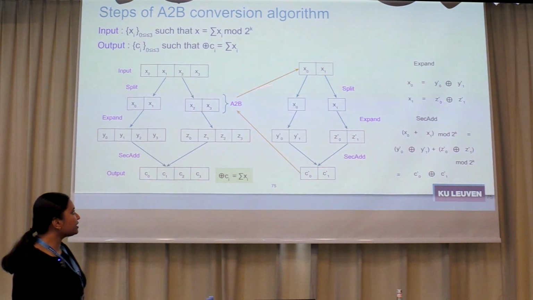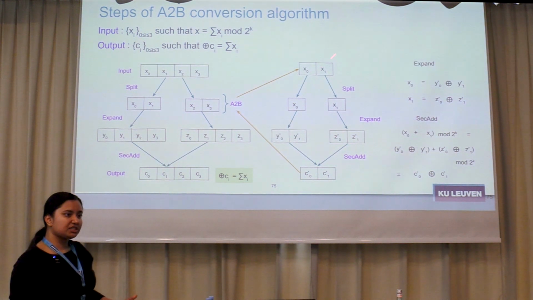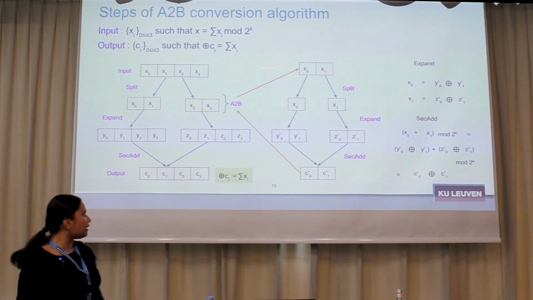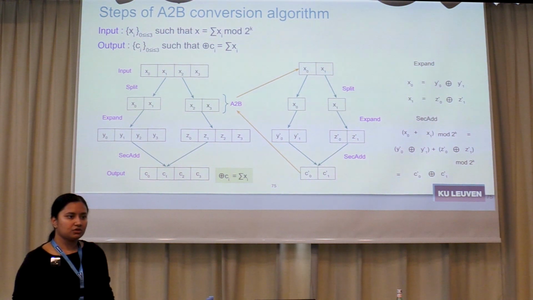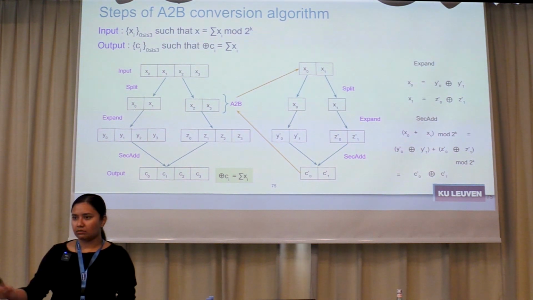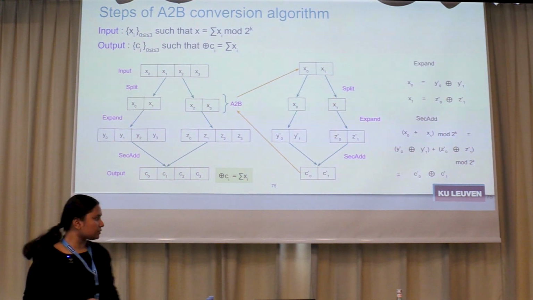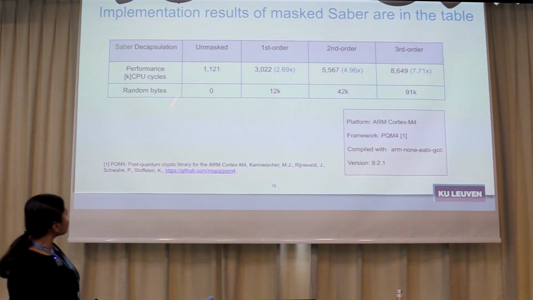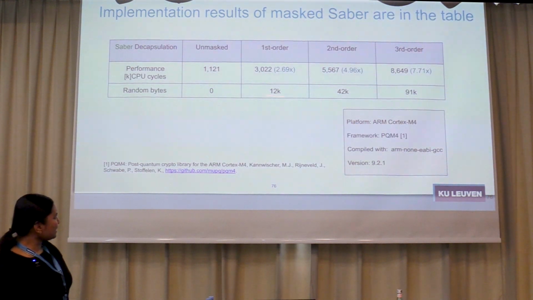So if you have a bigger share masking order, then this number will increase. So yeah, it depends on how many shares you have, what your masking order is basically, okay?